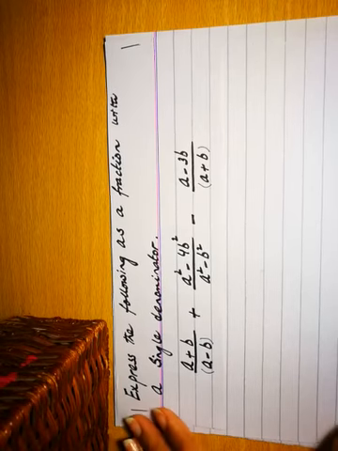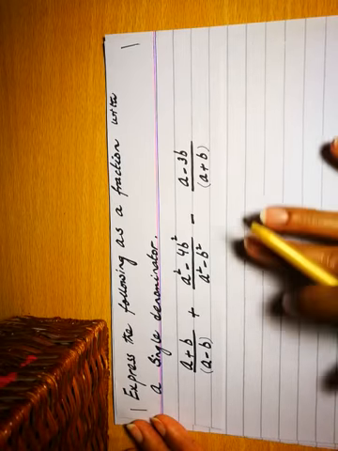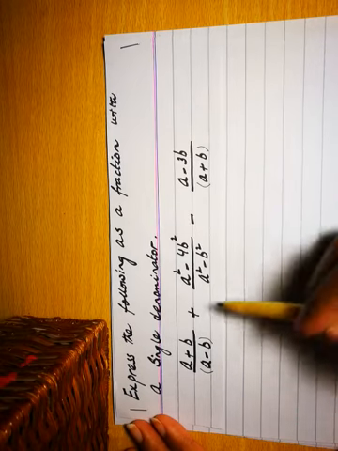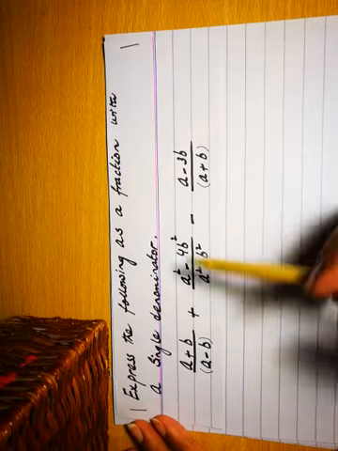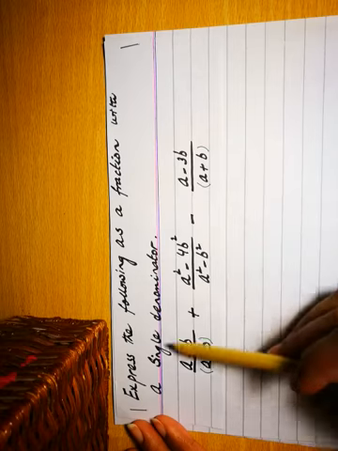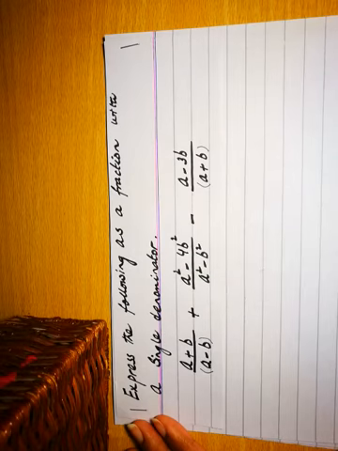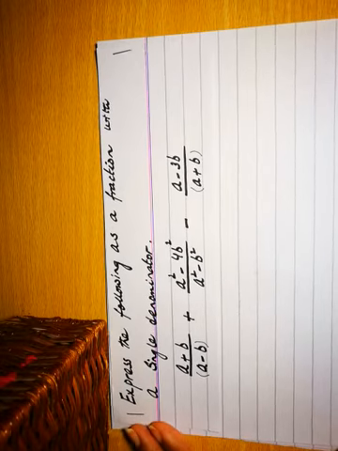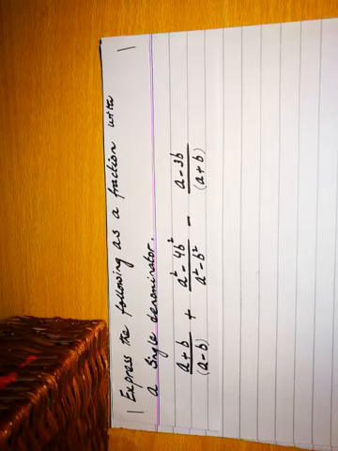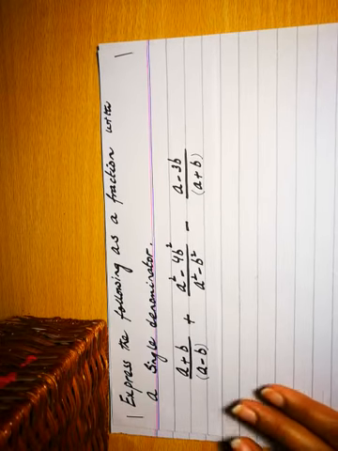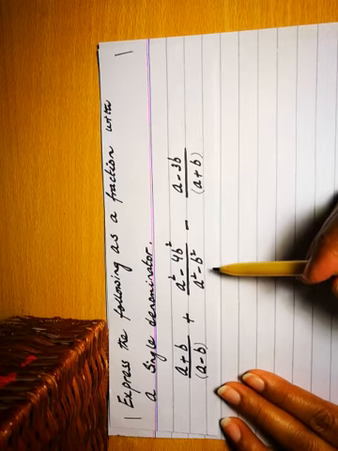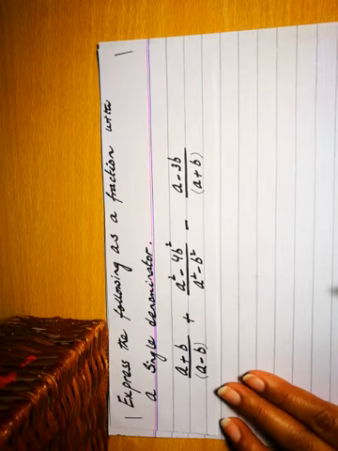Now we are going to see harder problems. We are going to deal with the fractions having a positive or negative sign between them. Express the following as a fraction with a single denominator is the type of question we are going to get. Obviously we are going to go for LCM, least common multiple, and we are having denominators a minus b, a square minus b square, and a plus b.